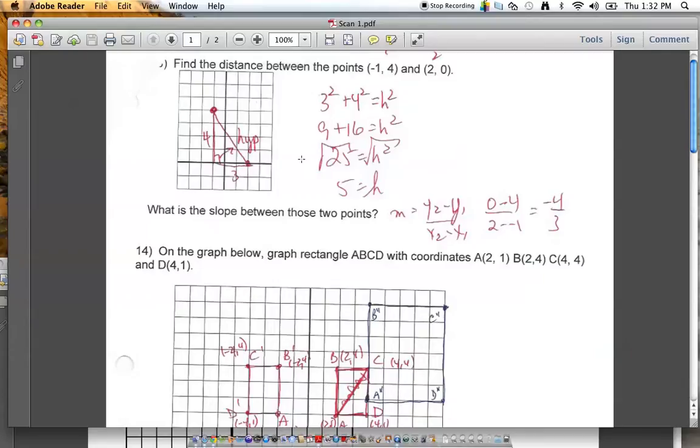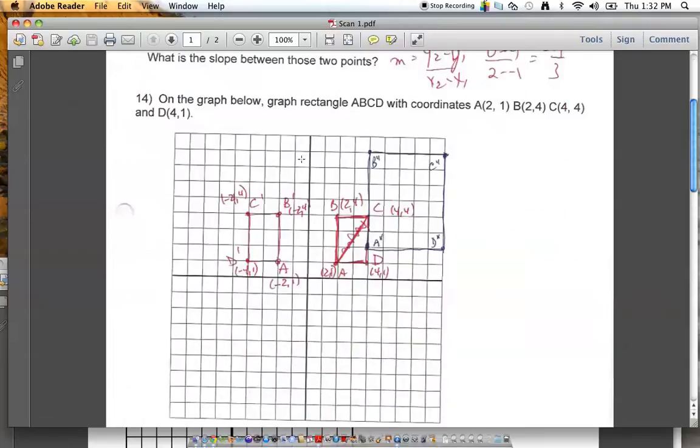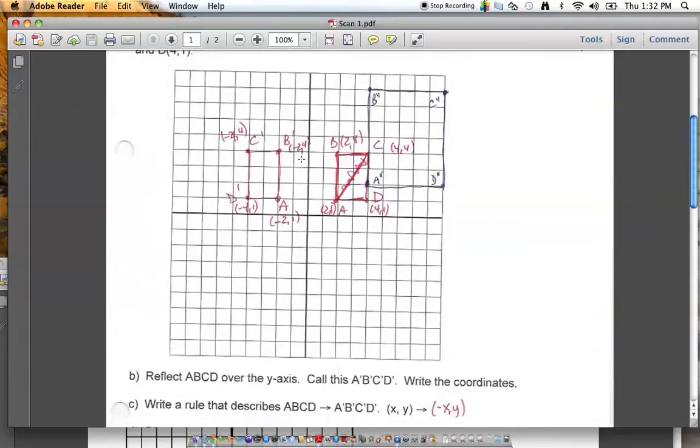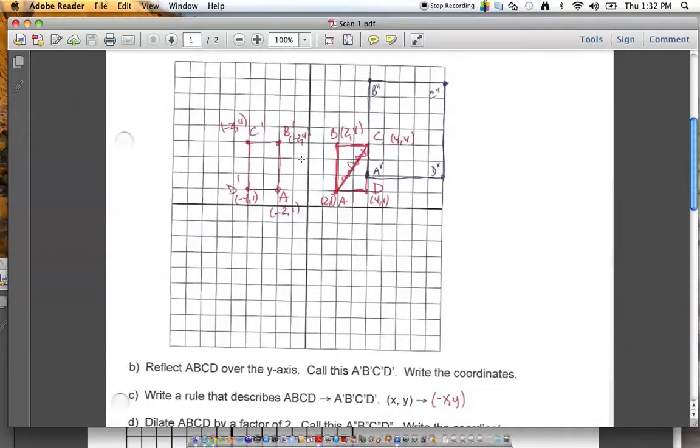Now, the next thing we want to do is talk about the last question, which is really what we've been doing lately. When I first started doing this question, I thought it was a triangle. Then I realized it was a rectangle. So here's A, B, C, D, the red rectangle. And the first thing they ask us to do is to reflect it over the y-axis.